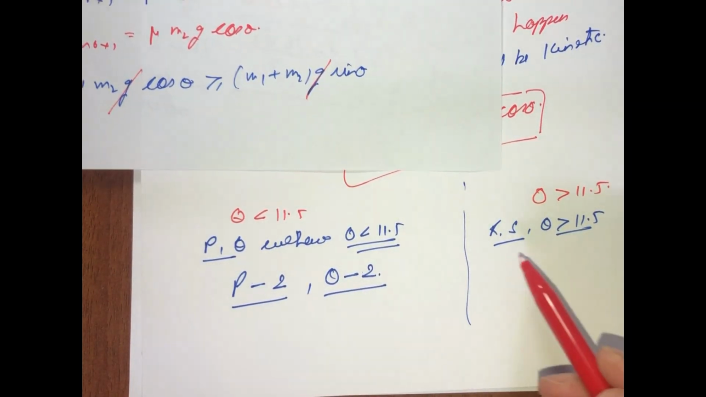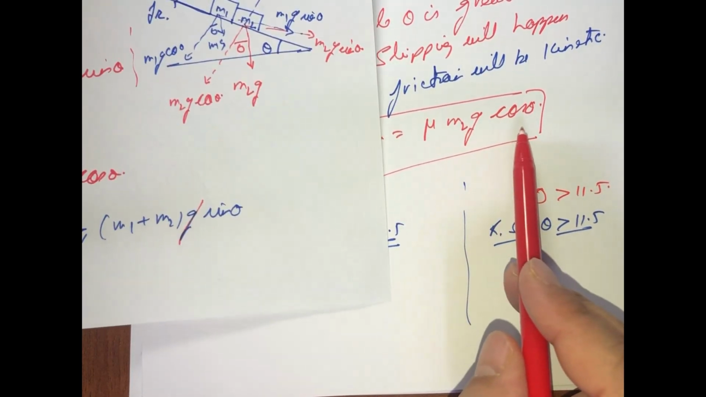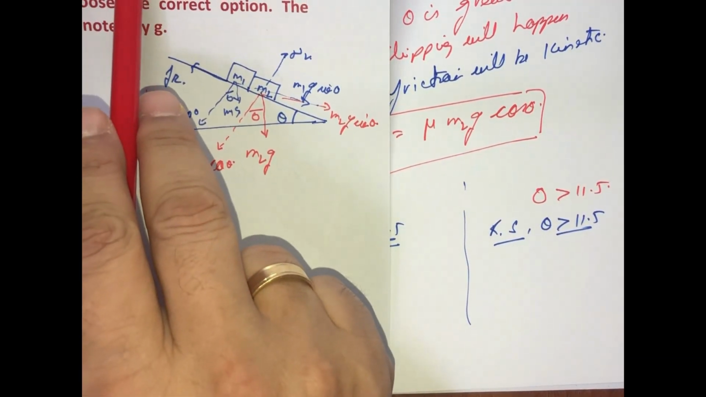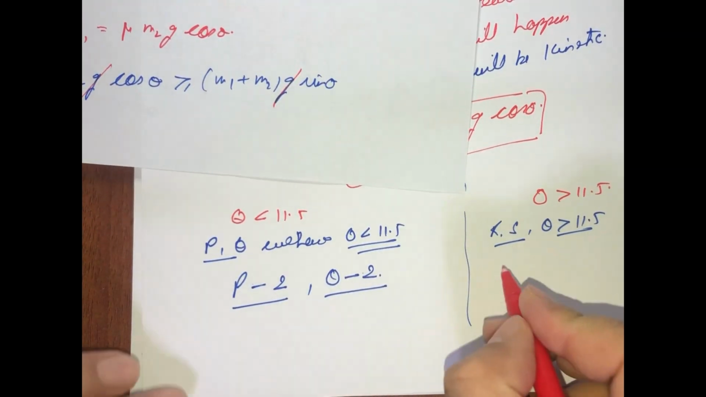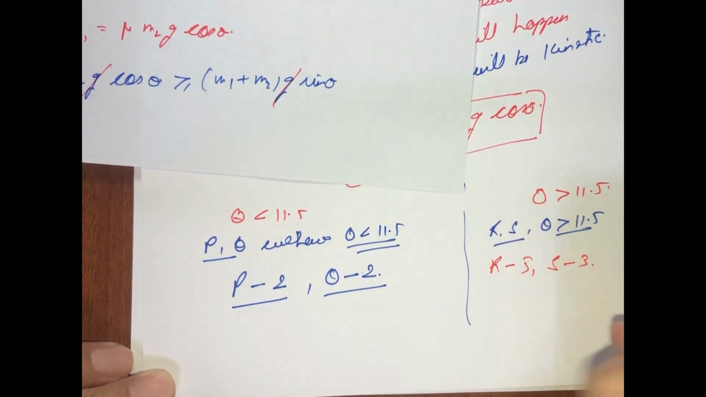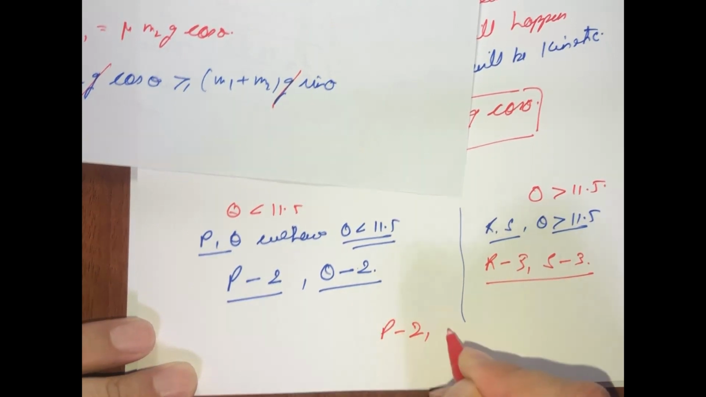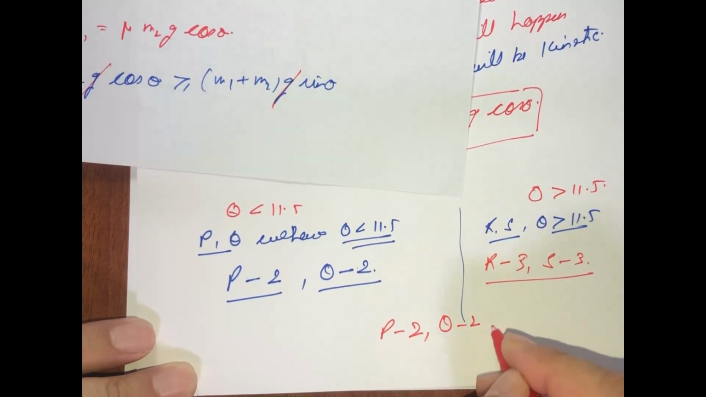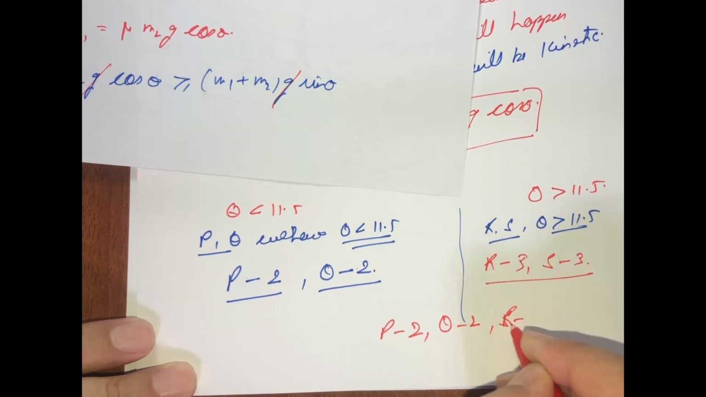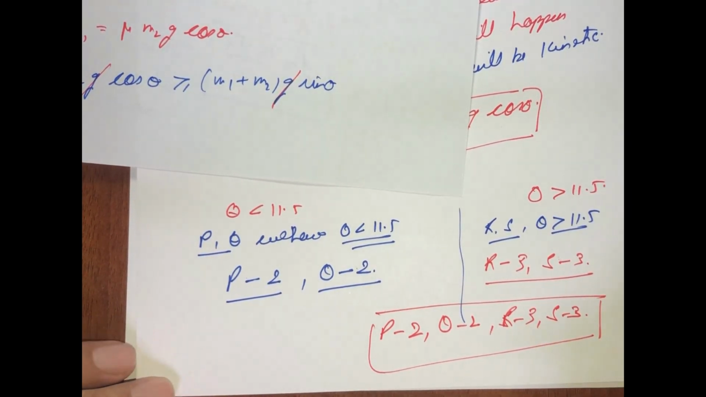In the case of R and S, if theta is greater than 11.5, friction is mu M2g cos theta, which is option number 3, for both R and S. So we can consolidate it like this: P is 2, Q is 2, R is 3, and S is 3. So this completes the question.